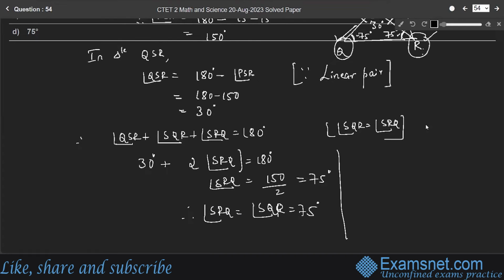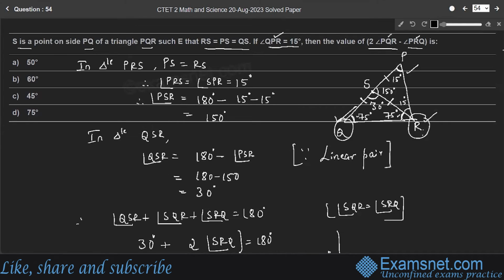So, we'll consider that. Or else I'll consider here itself, 2 times PQR. Angle PQR is 75 degrees minus PRQ, so whole angle PRQ is 75 plus 15 degrees, right? Which is equal to 75 into 2 is 150, minus 75 plus 15 is 90 degrees, right? Therefore, it is 60 degrees. Therefore, the value of the expression 2 times angle PQR minus PRQ is 60 degrees, right? So option B is the right answer.